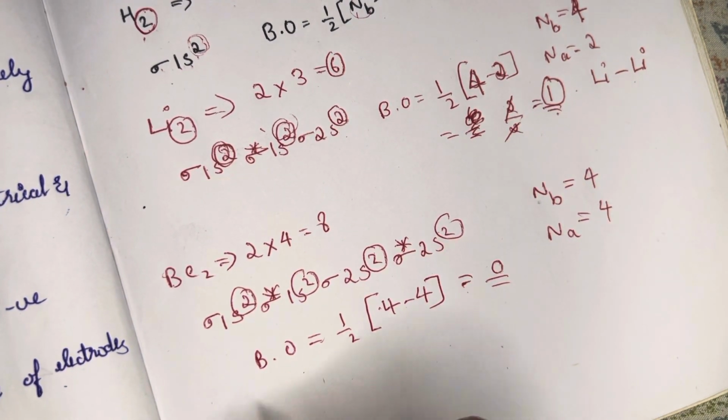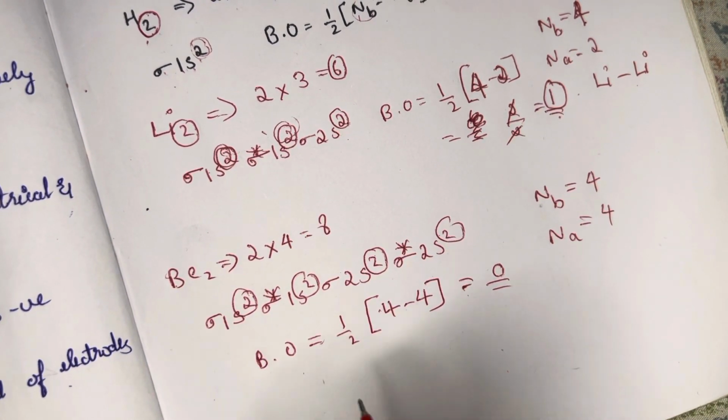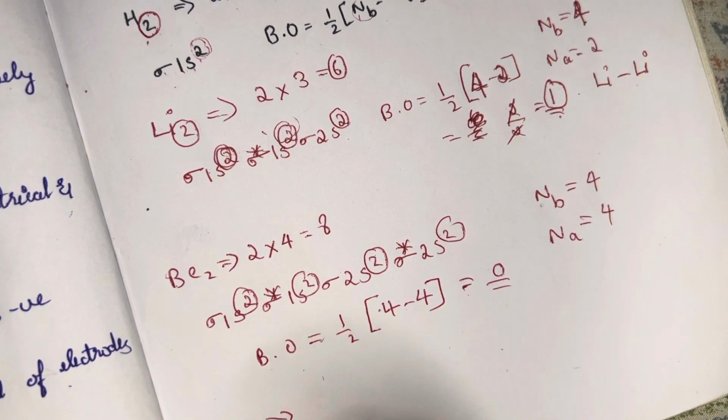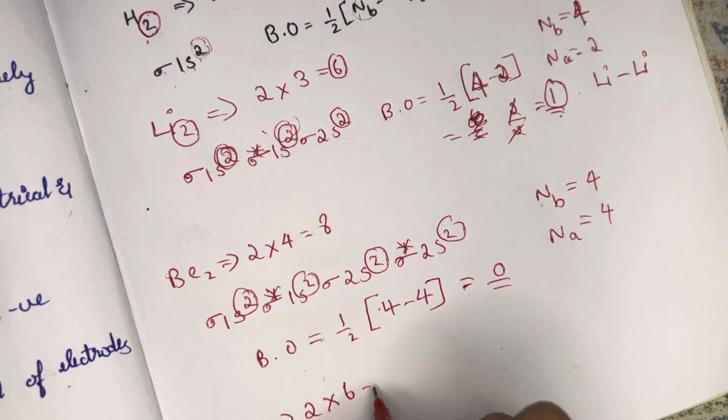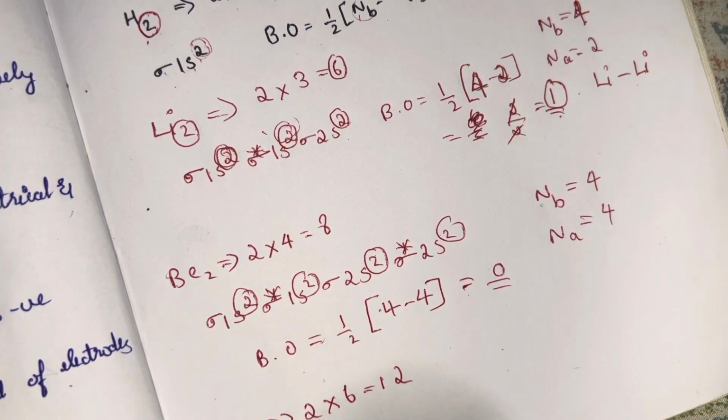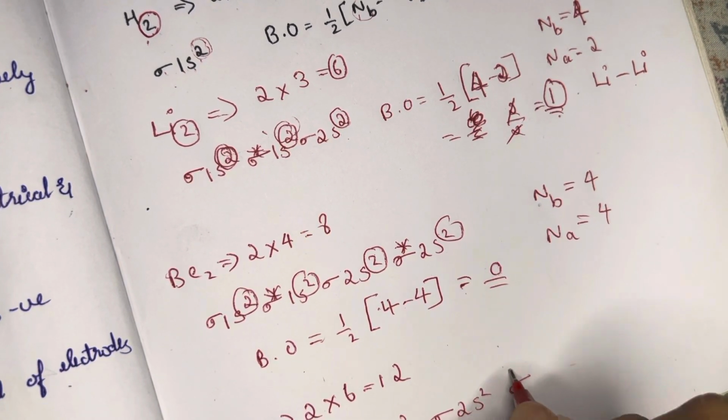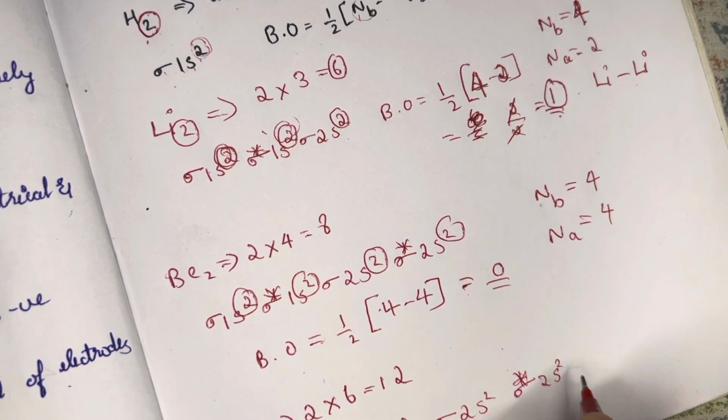And now we will see for carbon, C2. So C2 means here carbon 2 is there. So 2 into the atomic number of carbon, which is 6, right? So 2 into 6 is equal to 12. Sigma 1s is 2, sigma star 1s is 2, sigma 2s is 2, sigma star 2s is 2. Now 4, 6, 8.